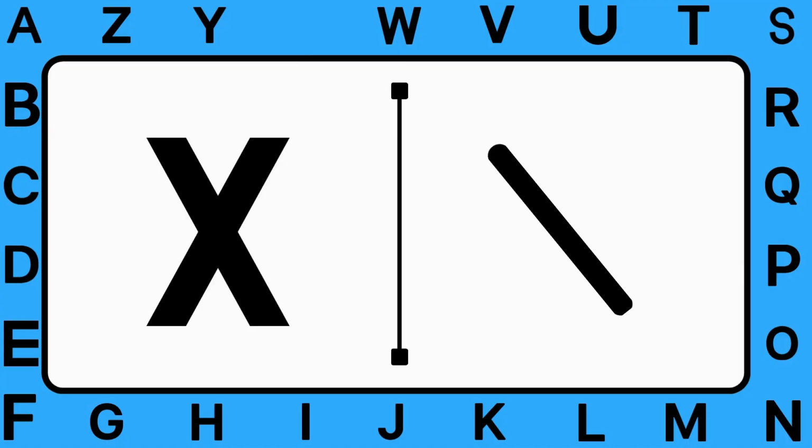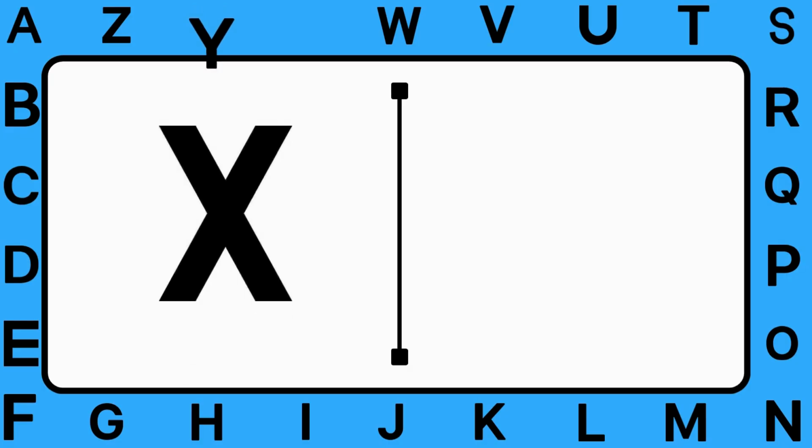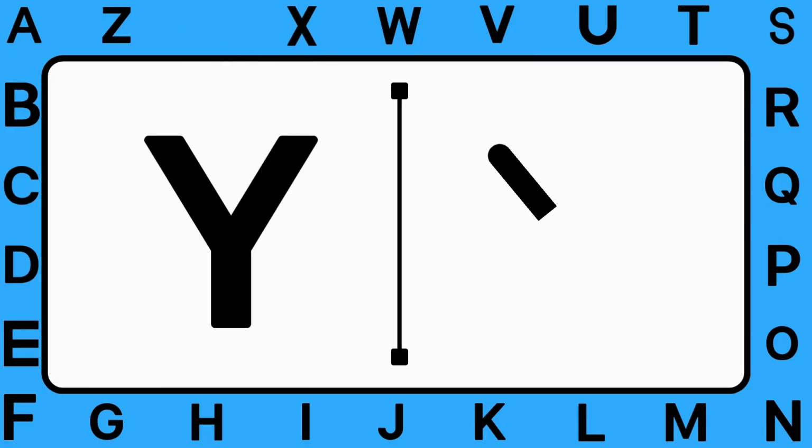Draw one slanted line down. Draw another slanted line crossing it. Excellent. That's X. Next letter. Start with 2 slanted lines meeting. Add a straight line going down. Yes, that's Y. Last one coming up.